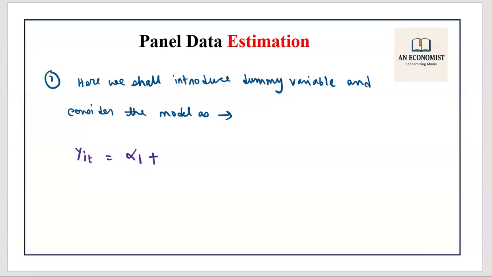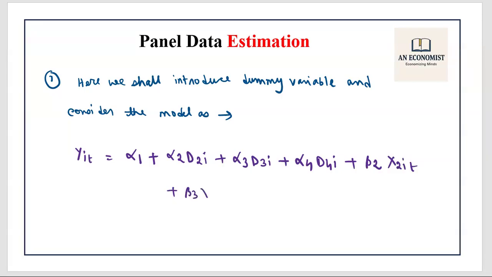In order to avoid the dummy variable trap, we will only introduce 3 dummy variables. Dummy variables we have discussed in our econometrics playlist. Again, I'll give the link in the description. If you are new to this, please check this out. So the model will look something like this: alpha 2 D2i, alpha 3 D3i, plus alpha 4 D4i, plus the rest of the terms as they are: beta 2 X2it, plus beta 3 X3it, plus u_it for all i and t. This will be the new model that you have to work with.